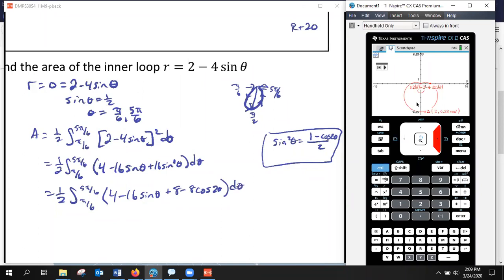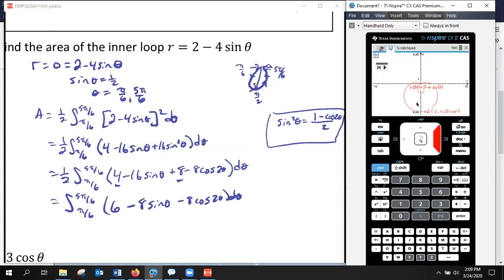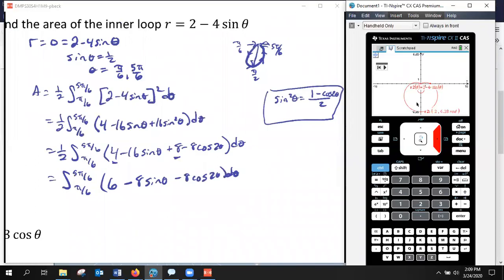D theta. And then any simplifying I could do, I have 4 plus 8, which ends up giving me 12, and I'm going to divide everything by 2. So one final cleanup just before I do my integration for clarity. That's where the 4 and the 8 combine into 12, but then divided by 2 is 6. 6 minus 8 sine theta, and then minus 8 cosine of 2 theta. And now that we're there, let's just go ahead and integrate.